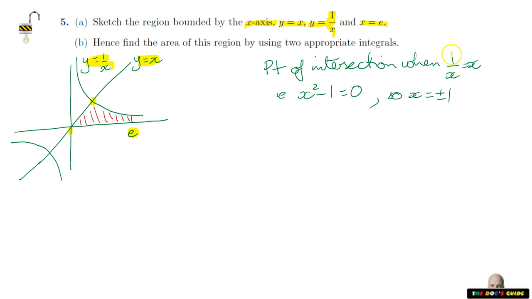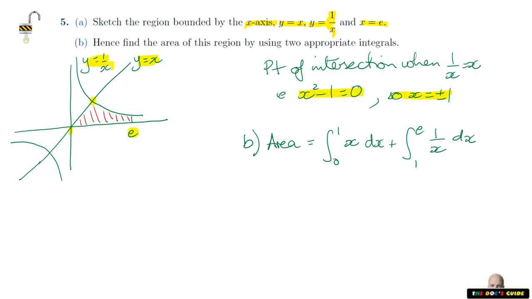So that occurs of course when 1 on x equals x, multiplying across by our x. It's not an inequality, so no issues with that. We get x squared minus 1 equals 0, so x equals plus or minus 1, and clearly it's the plus 1 case that we want here. And we don't need the y value, so we don't have to work that out.